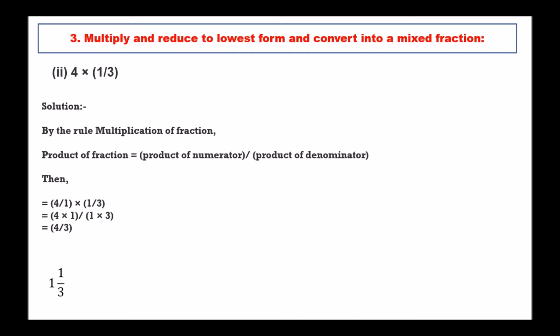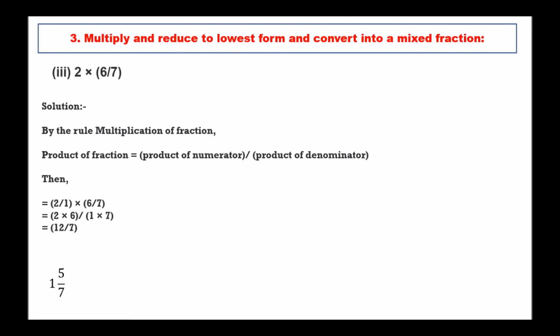Second, 4 into 1 by 3. So we will apply the rule of multiplication of fractions here also. So it is 4 upon 1 into 1 upon 3. So it is 4 into 1 divided by 1 into 3. So it is 4 upon 3. If we convert it to a mixed fraction, then it is 1 and 1 by 3.